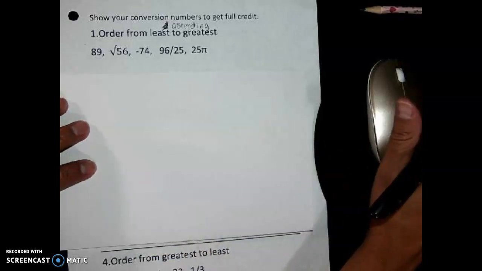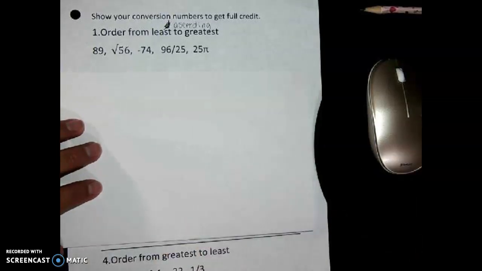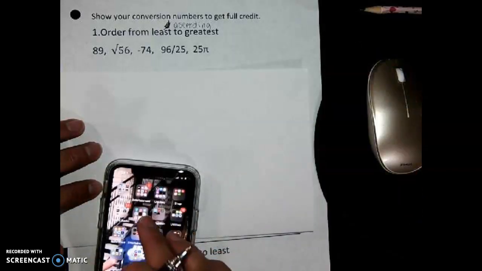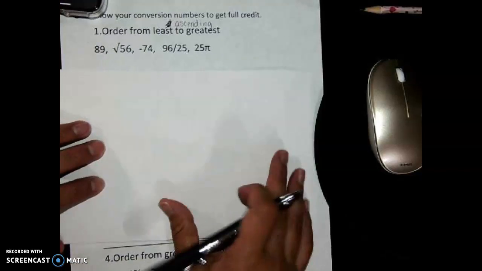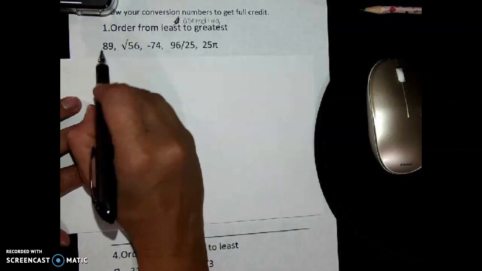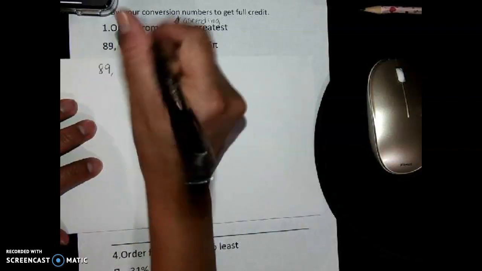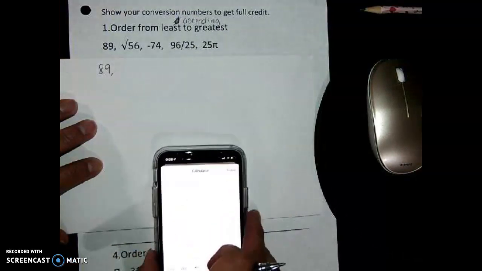All right, I wanted to show you tonight how to order numbers using the calculator that you have either on your phone or using the Desmos calculator. You need to be breaking down the numbers either in decimals and whole numbers. The first thing we're going to do is break down 89. It's going to stay the same, so we're going to write it just like that. Then we're going to put square root 56.